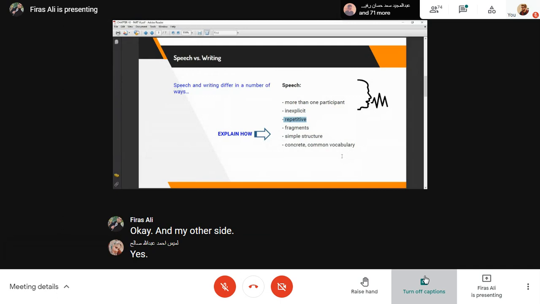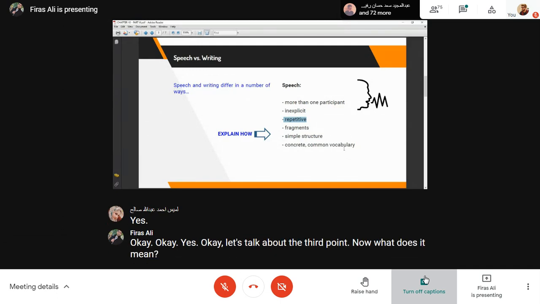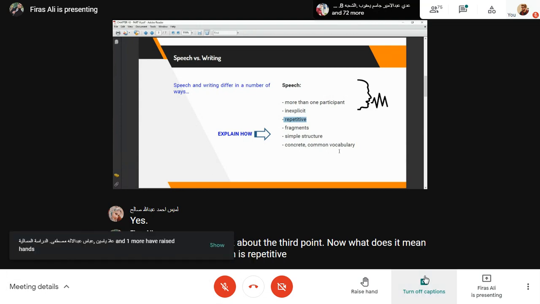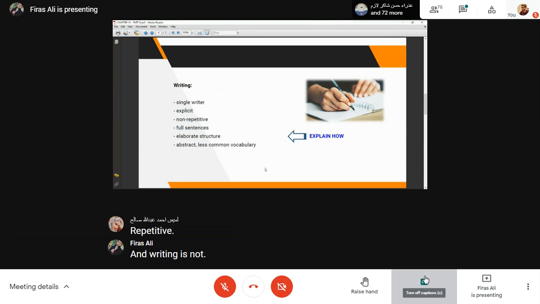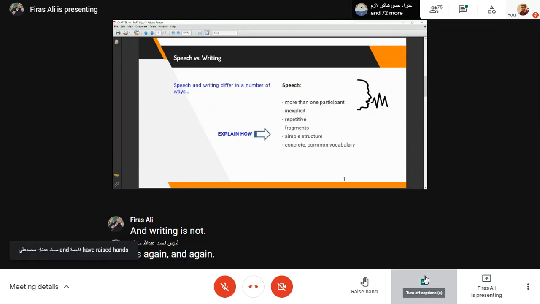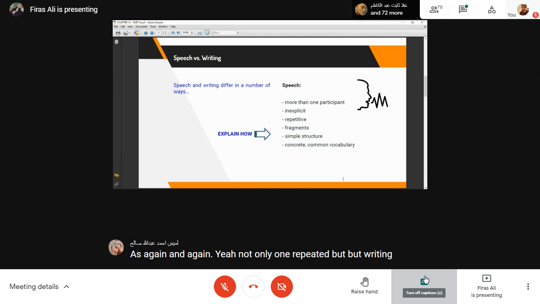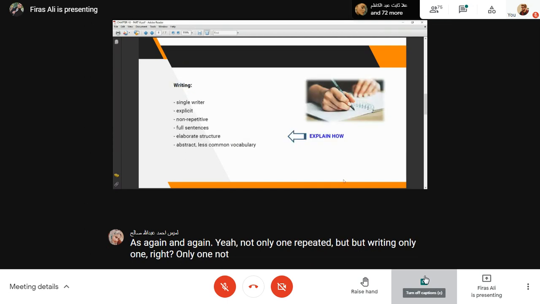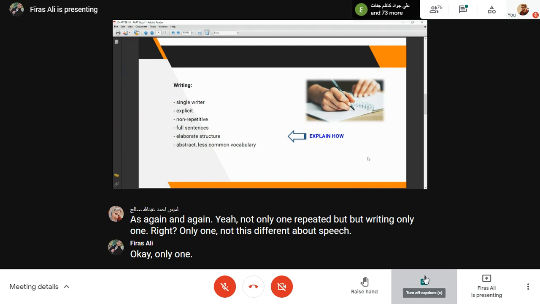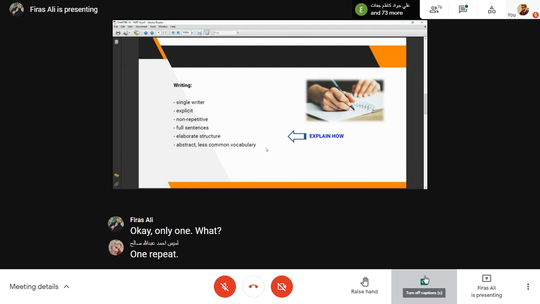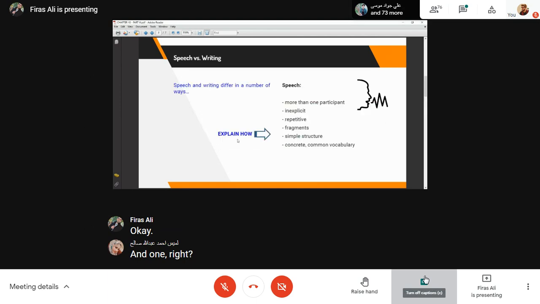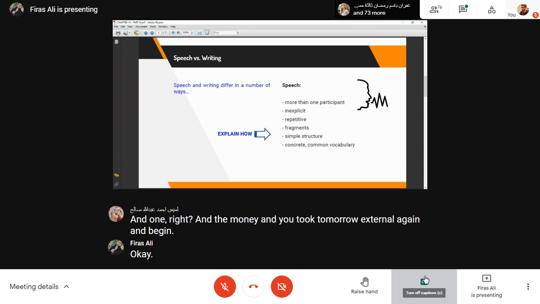Yes. Okay, let's talk about the third point now. What does it mean when we say that speech is repetitive and writing is non-repetitive? Repetitive is again and again, not only one. Writing is only one, write only one. One repeat. One write. Meaning you write it once, but in speech it is repeated more than once. Again and again. Okay, yeah, thank you.